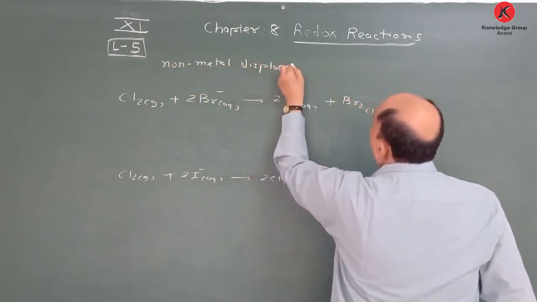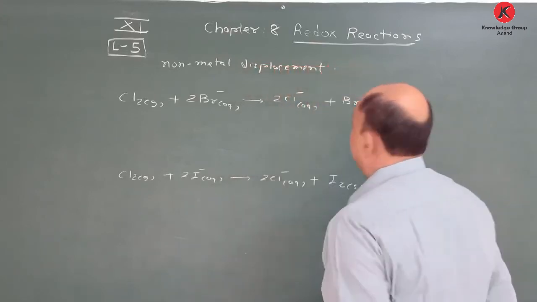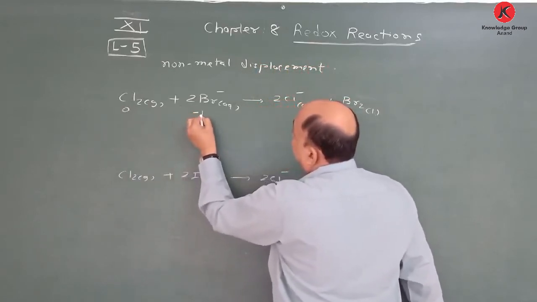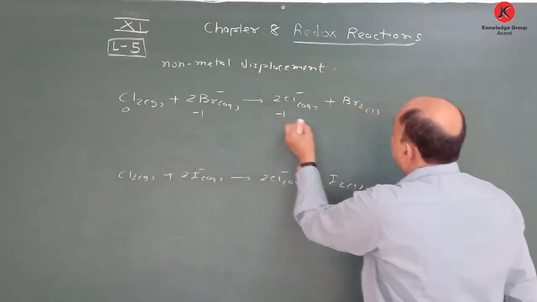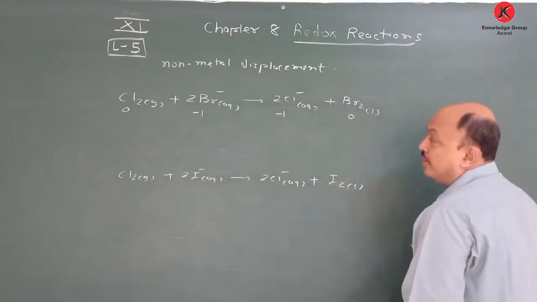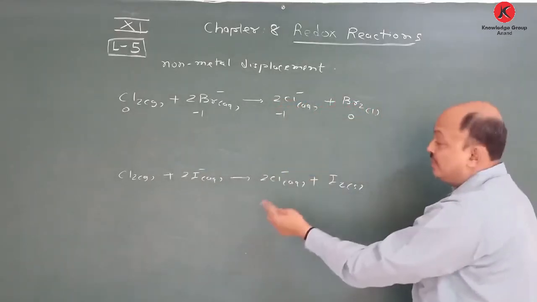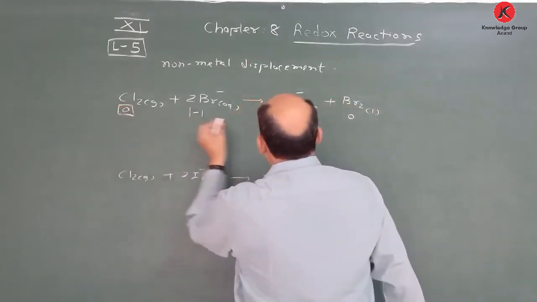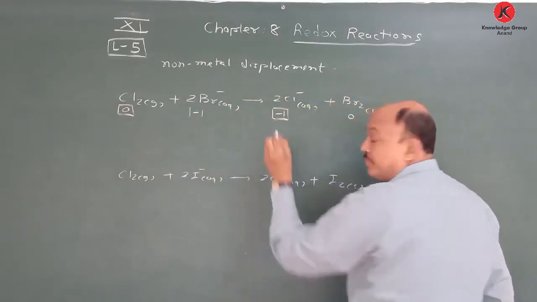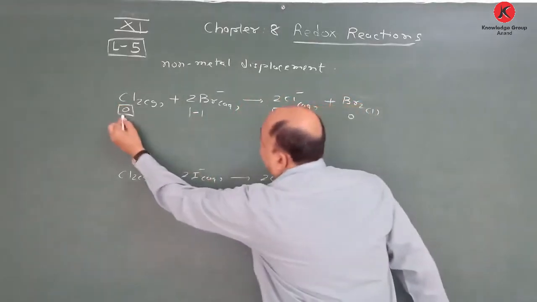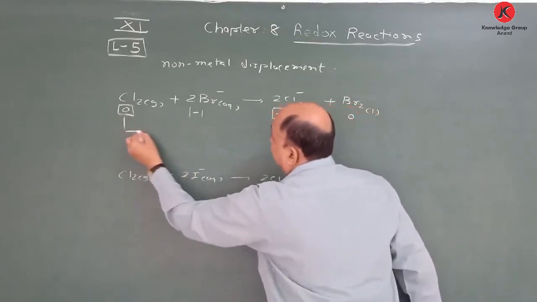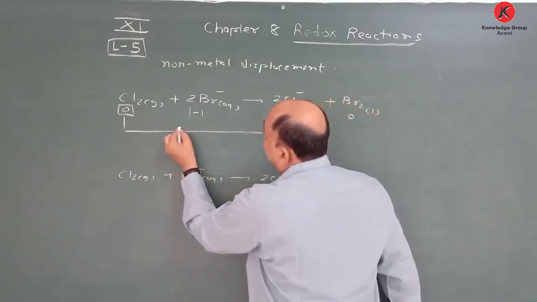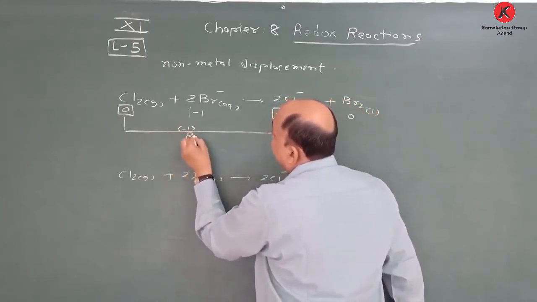So here the oxidation number of Cl2 is 0. Here bromine is considered as -1, chlorine is also -1, and Br2 is also 0. This one is carried out by me and this one is homework. Just see which one undergoes oxidation and which one undergoes reduction. So 0 to -1 indicates that it is a reduction reaction.